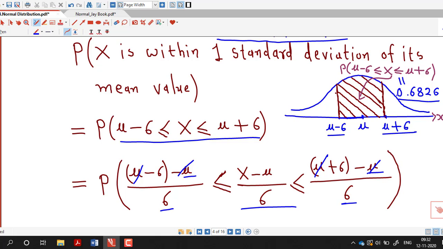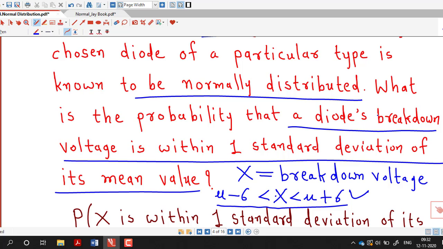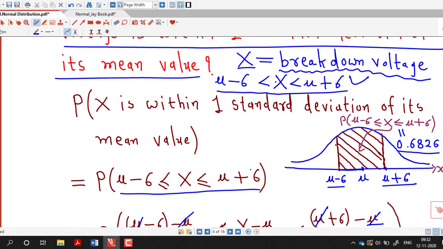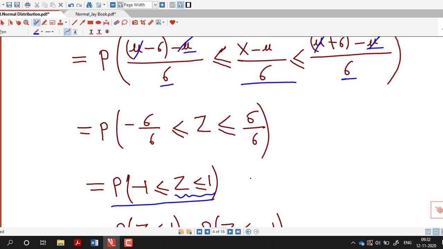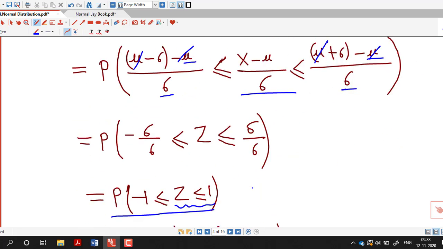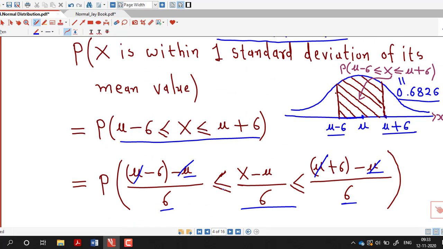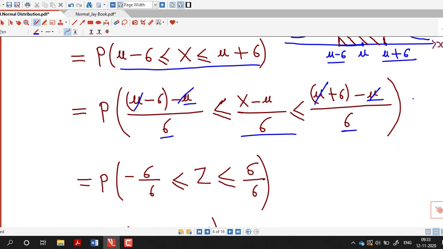0.6826. Now this is not only true for this random variable under consideration, breakdown voltage. This property is true for each normal random variable. So it is not only true for this problem only. This property is always true for any normal random variable, that the probability that a normal random variable lies within one standard deviation of its mean value is always 0.6826.